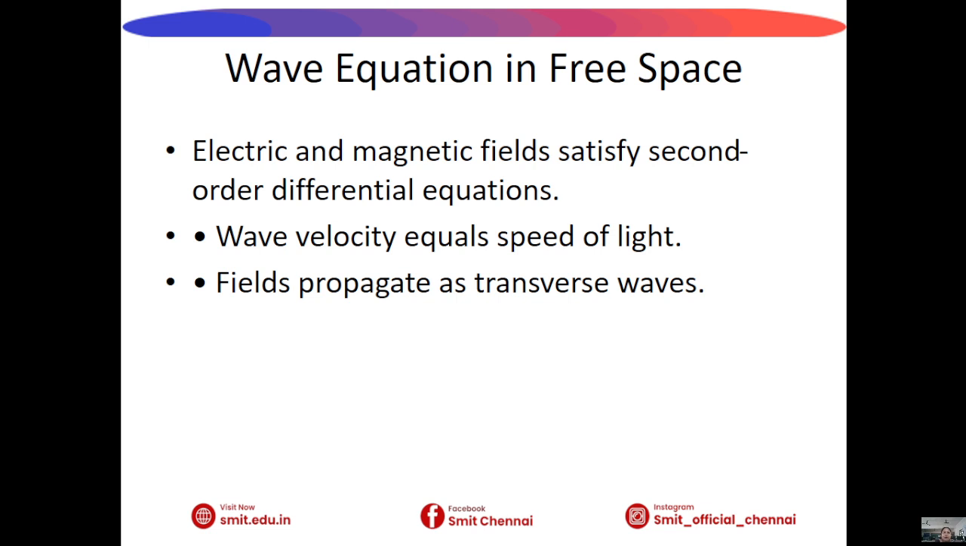Next, we see about the wave equation in free space. In free space, electromagnetic waves propagate without requiring any physical medium. The electric and magnetic fields satisfy second order differential wave equations. The velocity of propagation is equal to the speed of light, approximately 300 million meters per second. The electric and magnetic fields are perpendicular to each other and to the direction of propagation, forming a transverse electromagnetic wave.